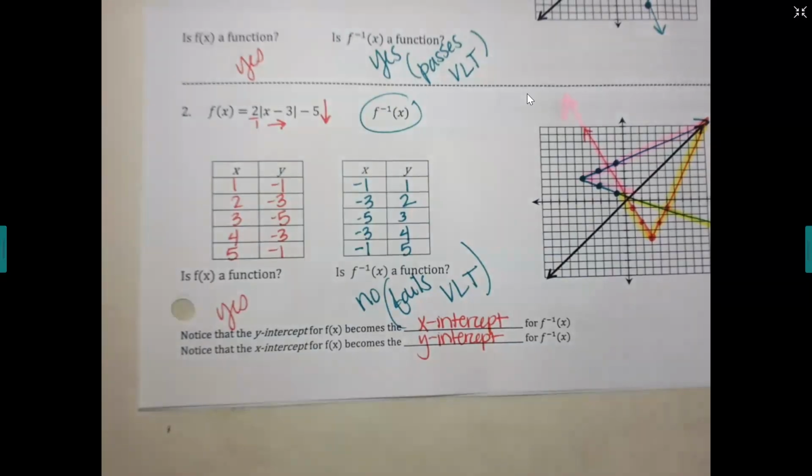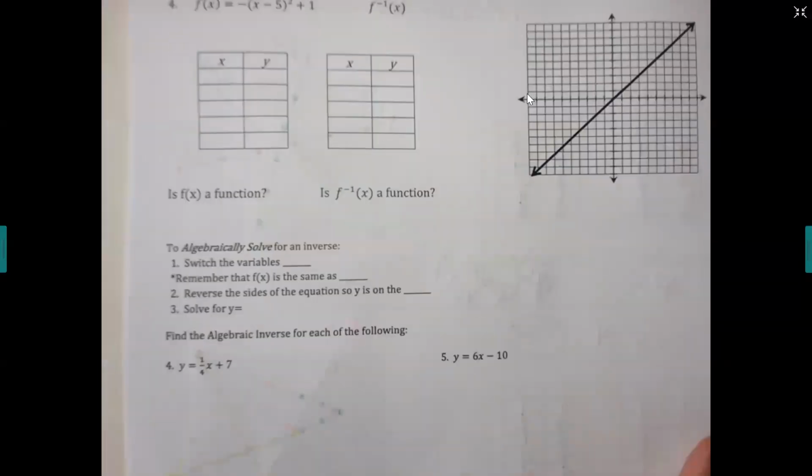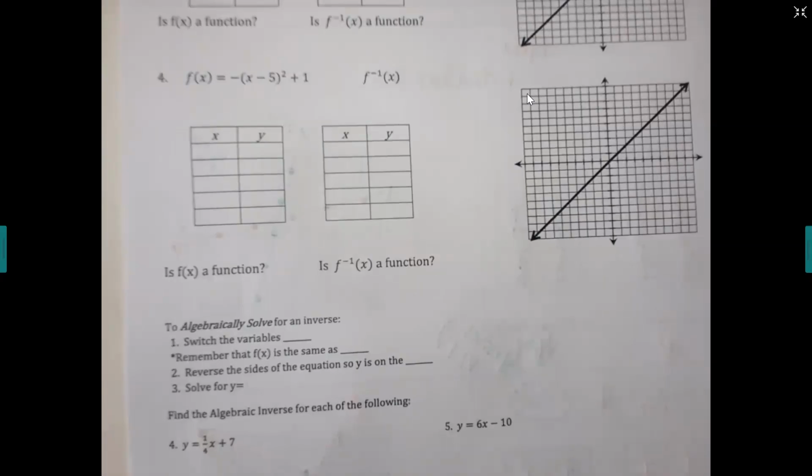Let's do number 4. Okay, I'd like you to take a look at equation number 4 and tell me what shape it's going to be. I'll give you your choices. Is it a line, a squiggle, a hook, a U, or a V? Number 4. What is number 4? It is a U.